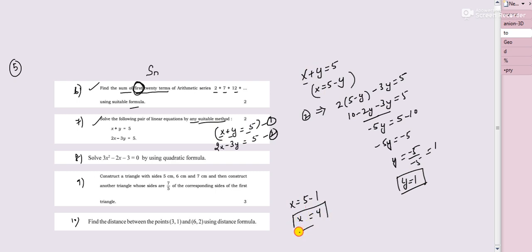So this is very simple, very easily getting 2 marks here. Got it? So I hope you have understood.